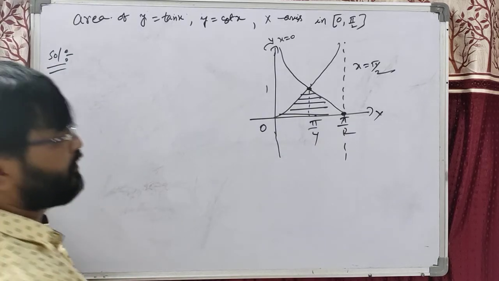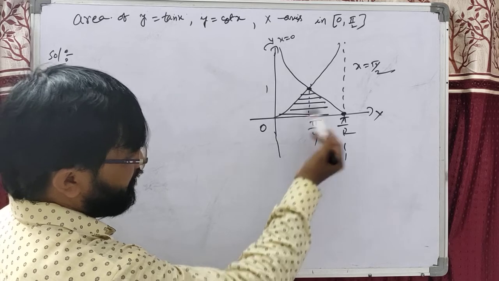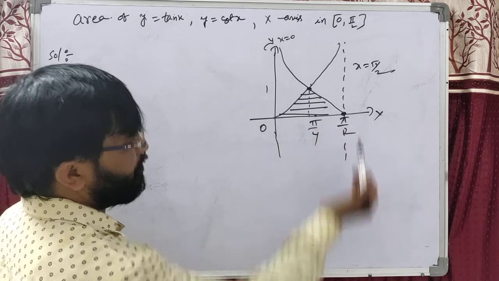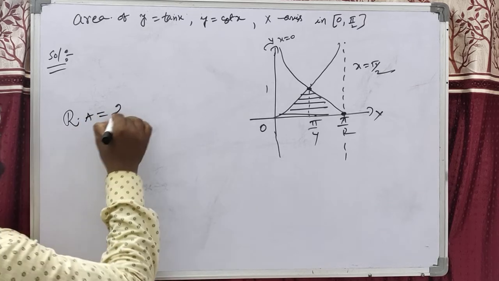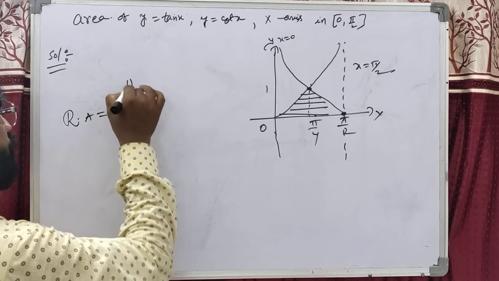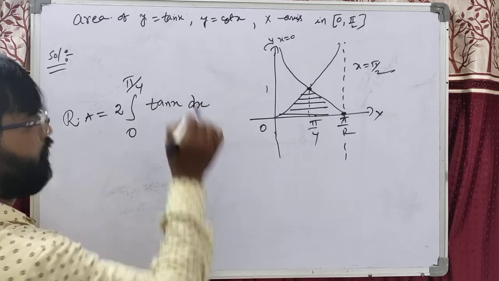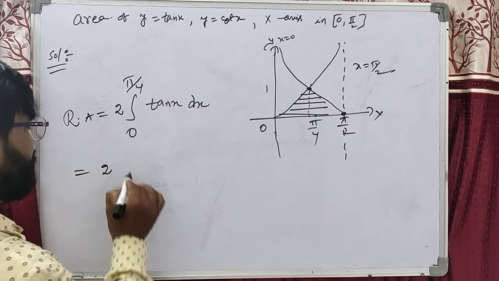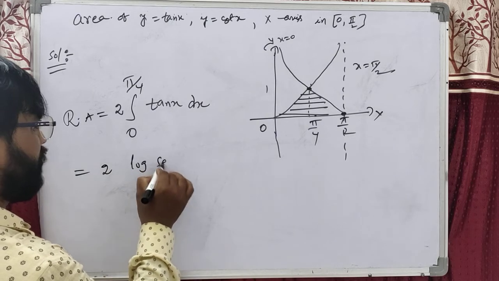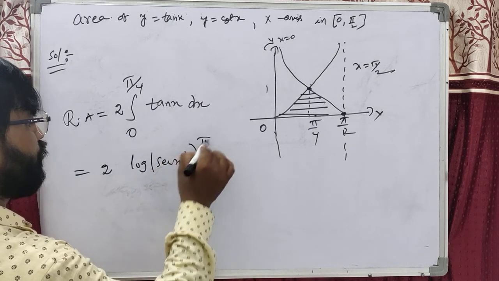So here there are two ways. We can write the integral from 0 to pi by 4 of tan x dx, and another one from pi by 4 to pi by 2 of cot x dx. Or the required area you can directly write as twice the integral from 0 to pi by 4 of tan x. Okay students, we have to know that twice the integral of tan x is log mod of secant x, from 0 to pi by 4.